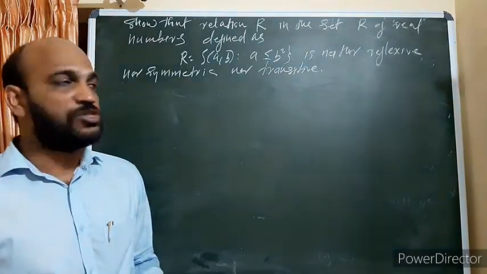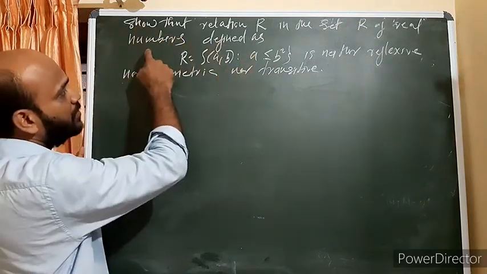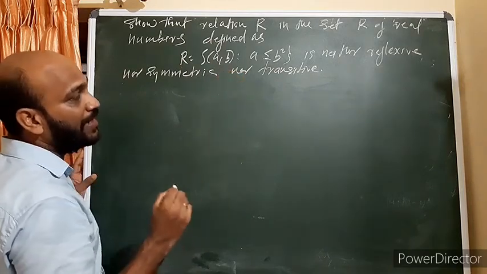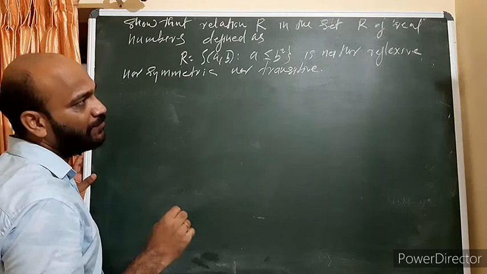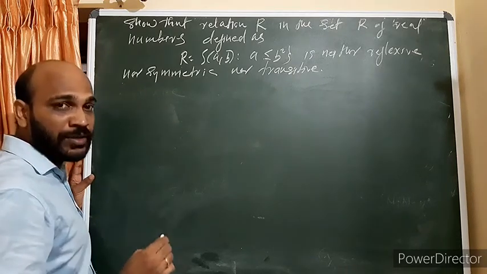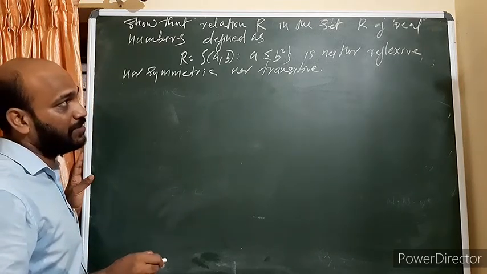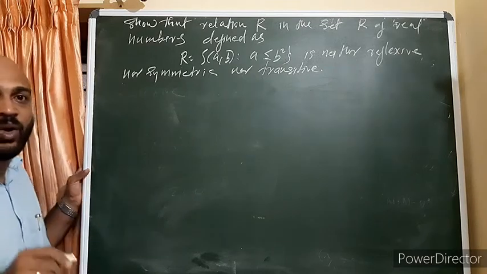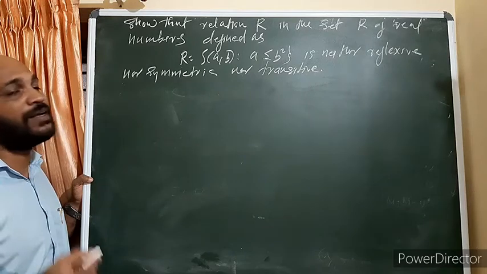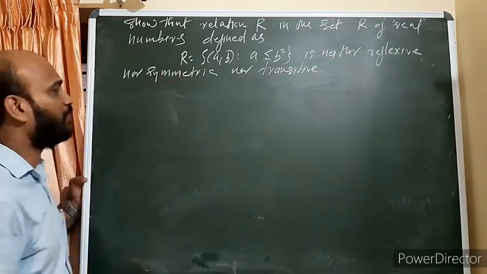Now take the second question. Show that the relation R in the set of real numbers defined as R equal to the set of all (a, b) such that a is less than or equal to b square is neither reflexive, nor symmetric, nor transitive. We want to show that it is not reflexive, not symmetric, not transitive. In order to show that it is not reflexive, we want to find one example which does not satisfy the condition of reflexive. Same way for symmetric and transitive also.